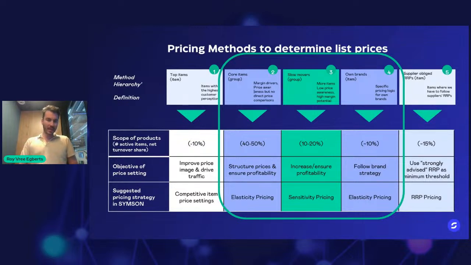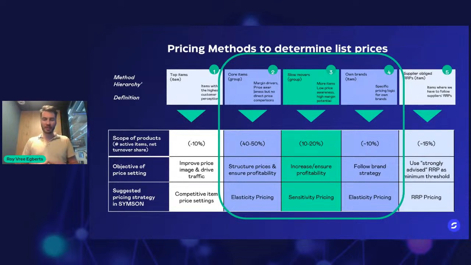And for your own brand, it really depends. Sometimes you have a very clear brand strategy and how you want to move about that specific brand. But if that's not the case, sometimes you can actually use price elasticity or price sensitivity for these products as well. So looking into it, I would say a firm 40% to 50% of your products can definitely be suitable for price elasticity and price sensitivity. So it's a very interesting topic to further dive into.